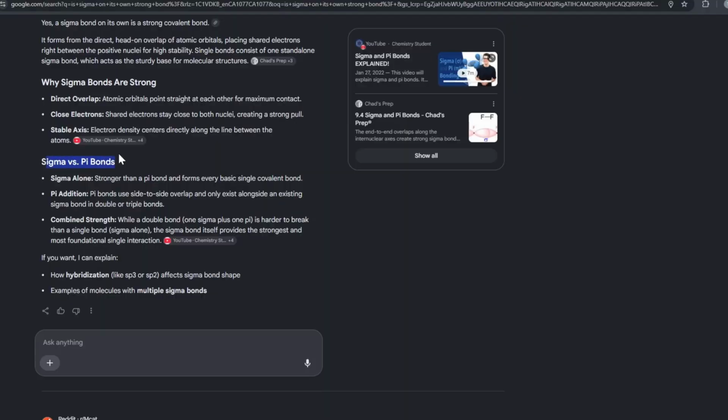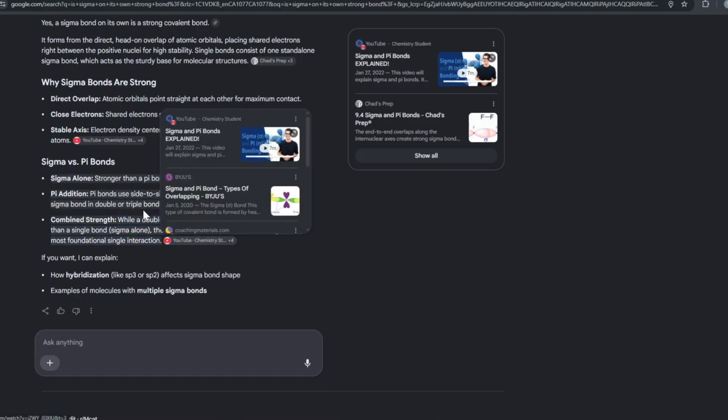So if you go here, sigma versus pi bond, sigma alone is stronger than a pi bond and forms every single basic covalent bond. And when you have a pi addition, so you add a pi, side to side overlap, it only exists alongside an existing single bond in double or triple bonds. So that's when we add the pi, right? And when sigma and pi are combined together, it makes for a very strong interaction. So while a double bond has 1 sigma plus 1 pi and is harder to break than a single bond, a sigma alone provides the strongest and most foundational single interaction.